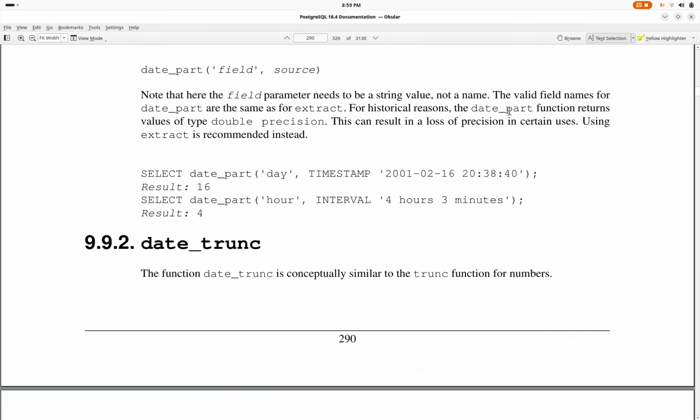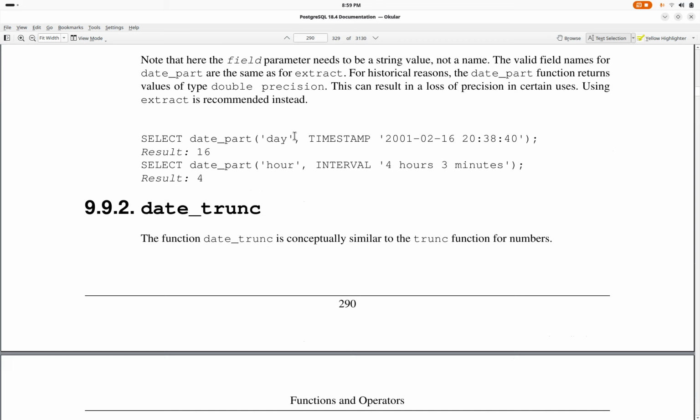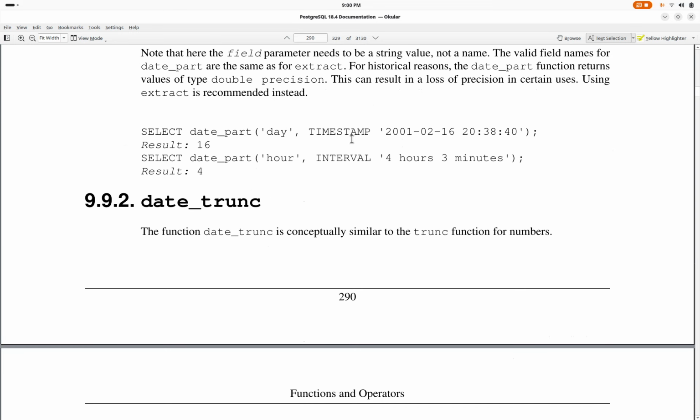For historical reasons, the date underscore part function returns a value of type double precision. This can result in a loss of precision in certain cases, so using extract is recommended instead. So here we extract day, we get 16. Here we extract hour, we get 4.